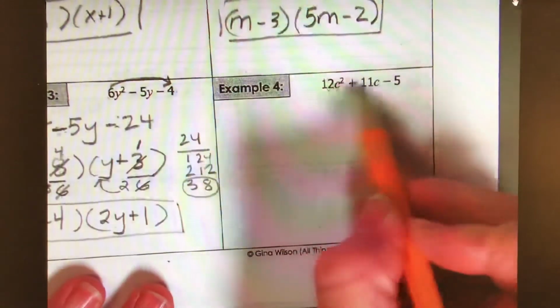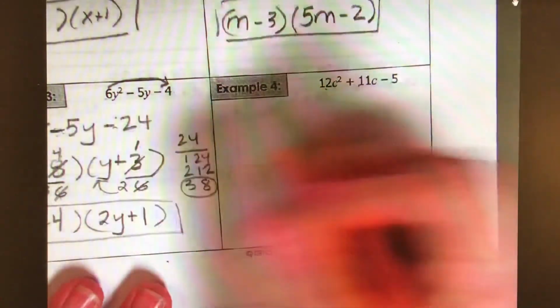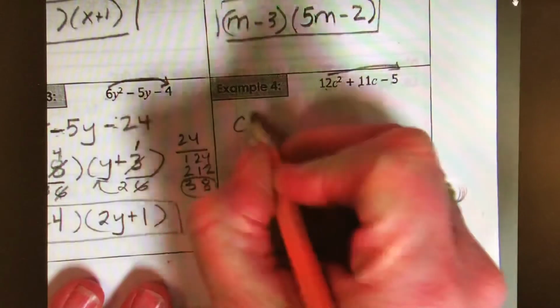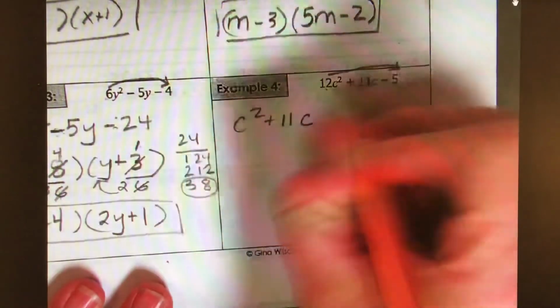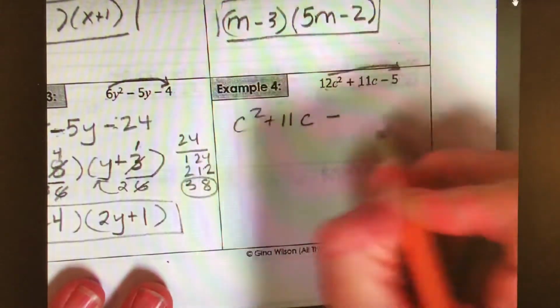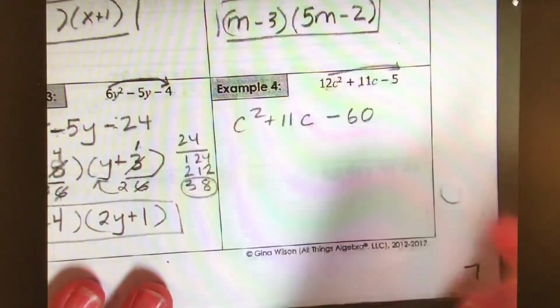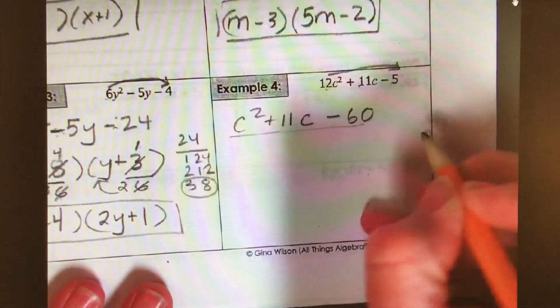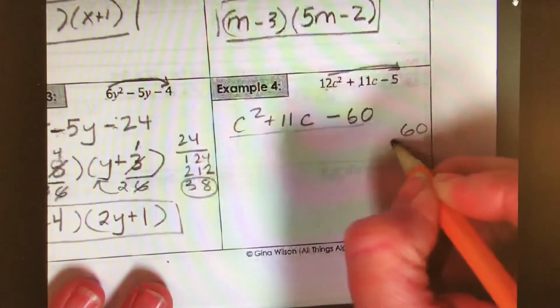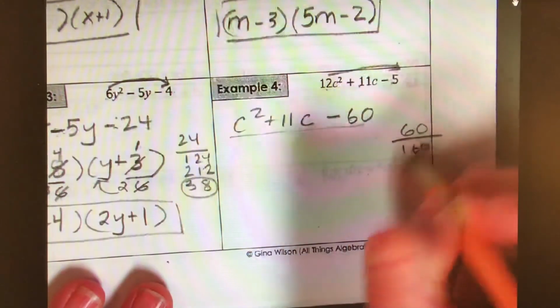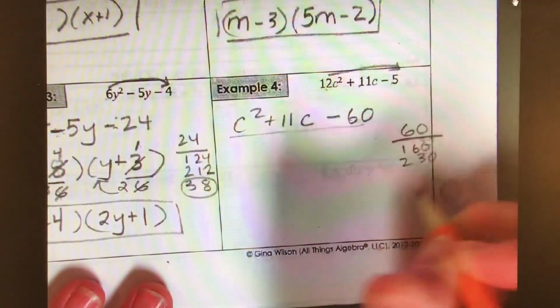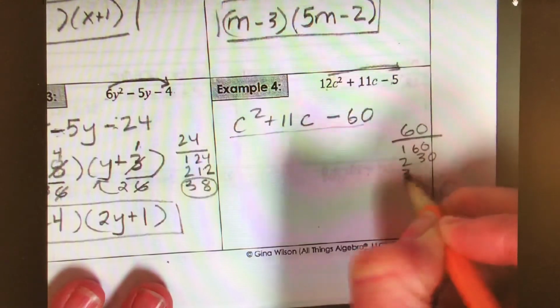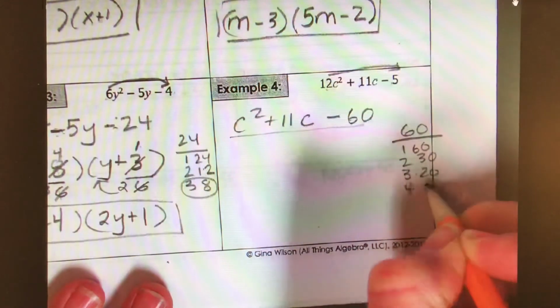So, greatest common factor, nope. Slip c squared plus 11c. And then 12 times 5 is 60. My negative sign wins. So that's the trinomial that I'm going to factor. I've got 60. I can start listing all my factor pairs. 2 and 30, 3 and 20, and then 4 and 15.